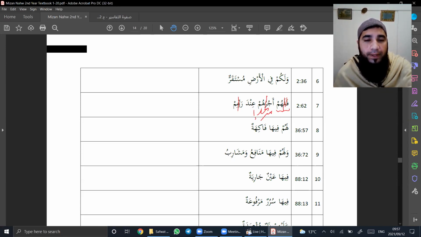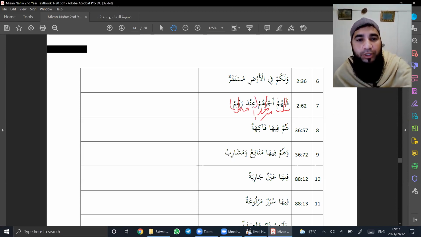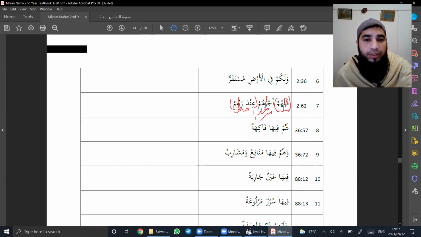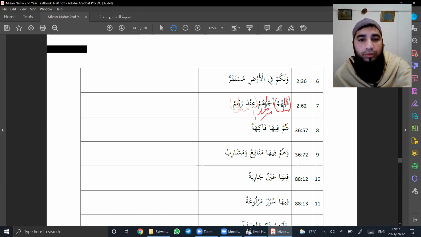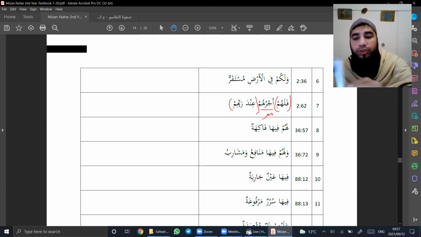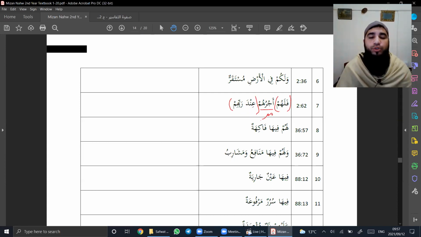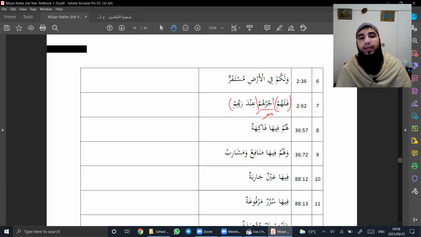Then inda is again a dharf. Rabbi is a mudafun ilay, and him is another mudafun ilay. So that's one piece of additional information, and that's another piece of information. Let me just wrap up all the stuff that we did. That's the khabar muqaddam, a piece of extra information. And this thing over here, that's the mubtada mu'akhar, with its mudafun ilay attached to it. فَلَهُمْ أَجْرُهُمْ عِنْدَ رَبِّهِمْ. And you can see that in translation: so for them is their reward by their Lord.